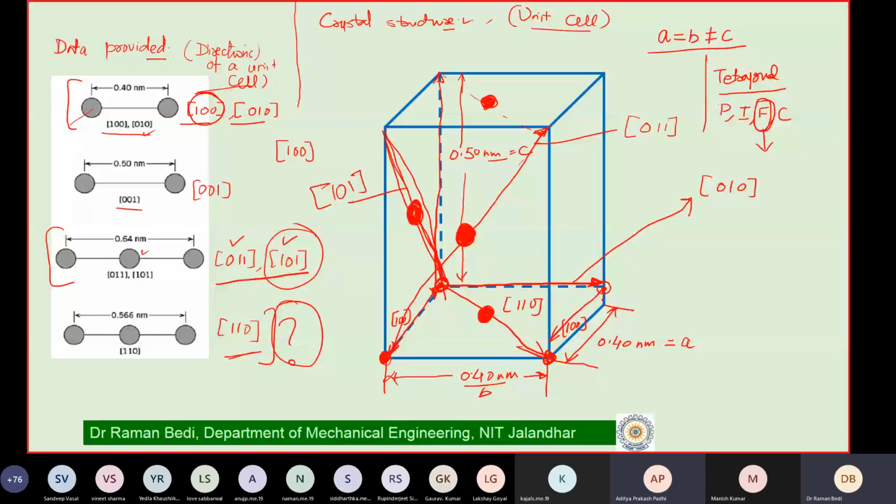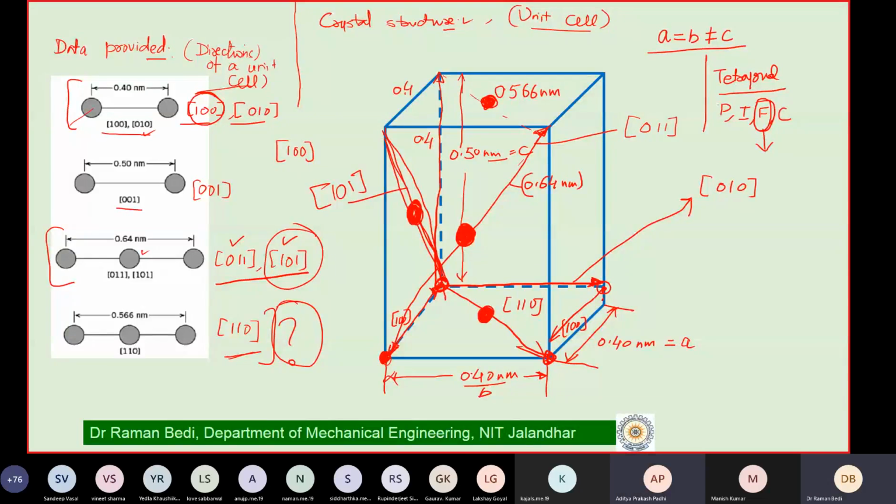Yes, sir. This happens to be a face-centered one, where we find now that the dimensions are also given. As I said, it is 0.4, 0.4, 0.5, and the 110 body diagonal happens to be 0.566 nanometers, and the face diagonal happens to be 0.64 nanometers. From these dimensions and the dimensions of the edge lengths, which are 0.4 and 0.4 here, can we conclude about the angles? Yes, sir.